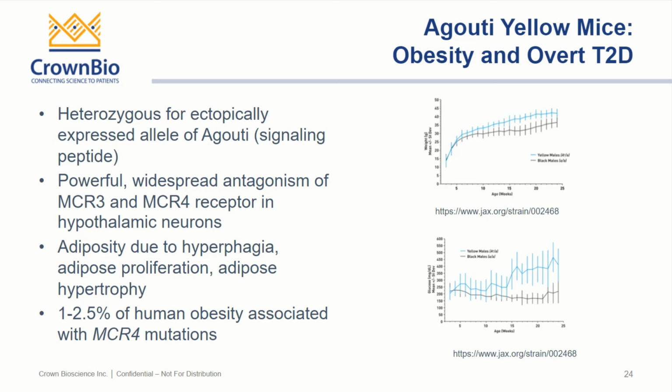When ectopically expressed, the Agouti peptide serves as a powerful antagonist for melanocortin receptors 3 and 4 in the hypothalamus. These receptors are important for regulating pathways that modulate feeding behaviors, satiety, and energy expenditure through mechanisms like thermogenesis. The MC4R receptor is associated with between 1 and 2.5% of human obesity, so this model may have more translational benefit than a leptin signaling knockout mutant. Agouti also potentiates insulin's ability to promote lipogenesis and to inhibit lipolysis in adipose tissues. This leads to adipose proliferation and hypertrophy.